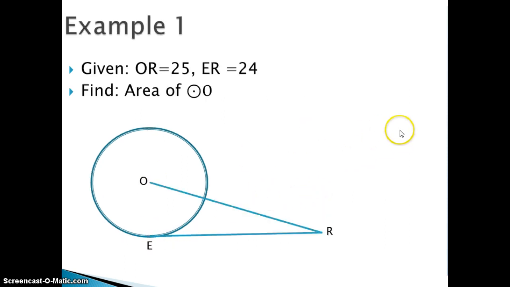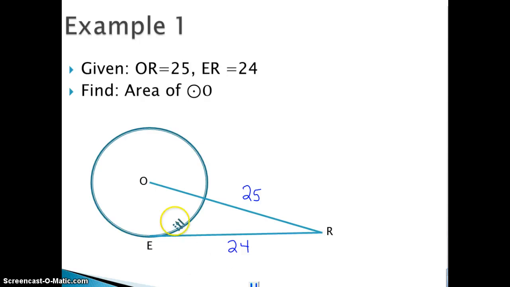So example number 1, we have that OR is equal to 25, so I'll mark that in. 25 right here. And I have that ER is 24, so mark that up. We want to find the area of circle O. In order to do that, we have to find out what the radius of the circle is. So the first thing I'm going to do is draw in a segment that is going to be a radius that's going to be tangent to the circle here.